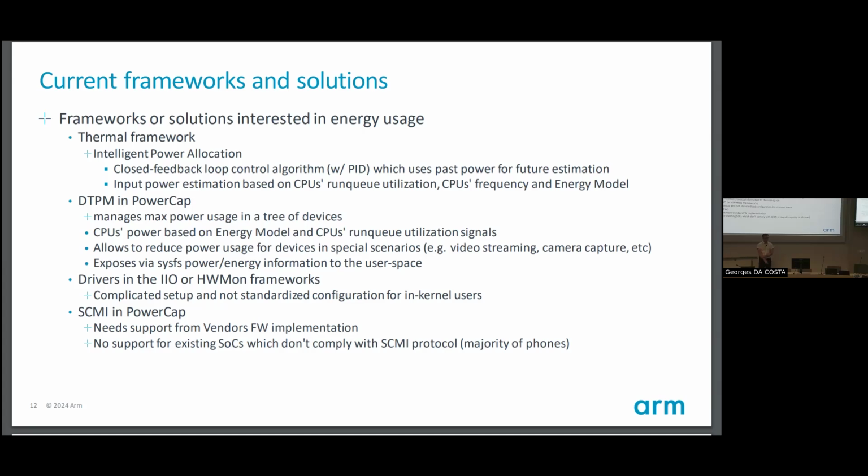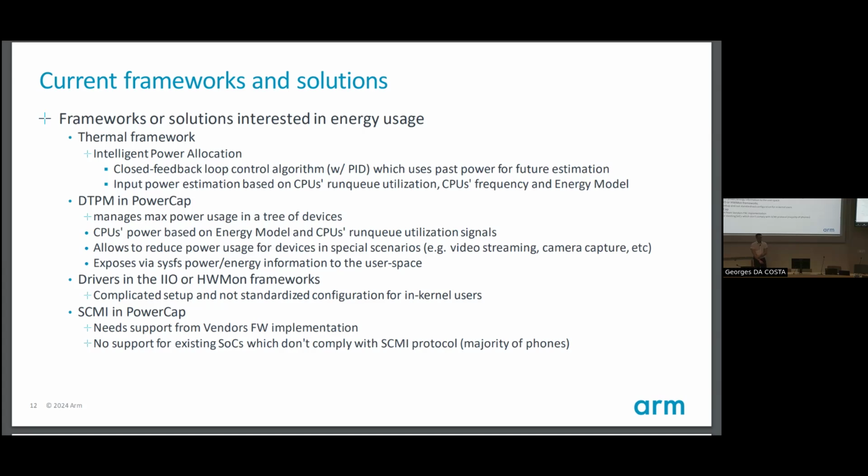So this input power estimation is done purely based on software currently. We use the energy model, and then we use the utilization of the CPU. We make some assumption about the average frequency that was used, and then we estimate the power for the CPU. A similar thing is implemented inside the DTPM. Daniel has added the energy model, and we try to be aligned to one way of estimating the power of the CPU.